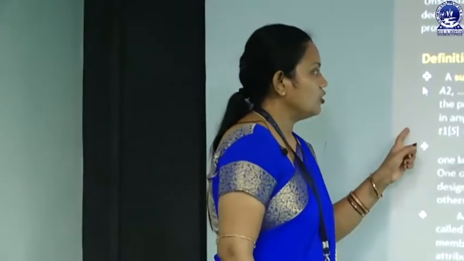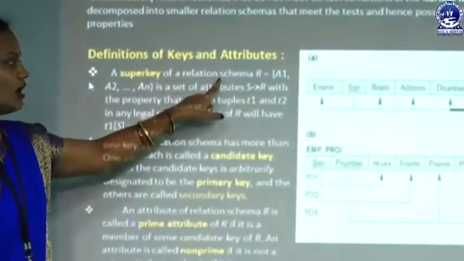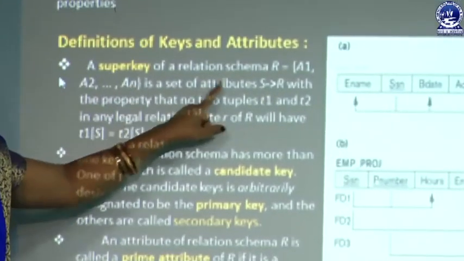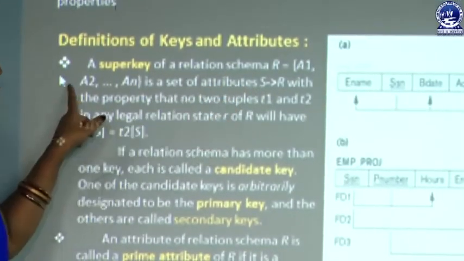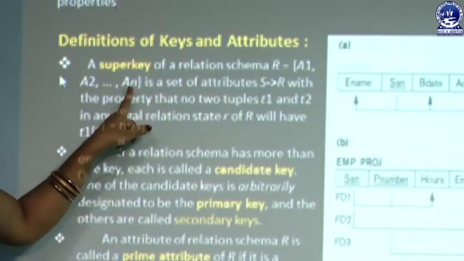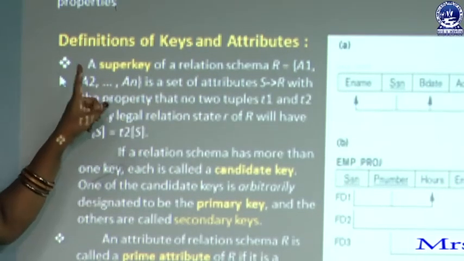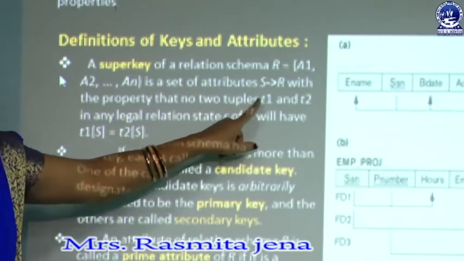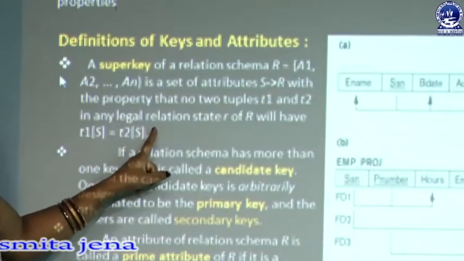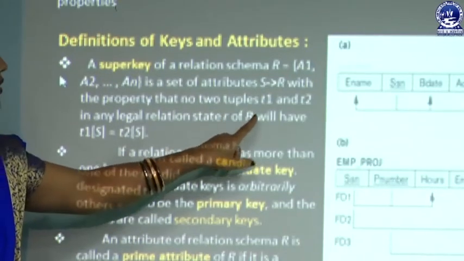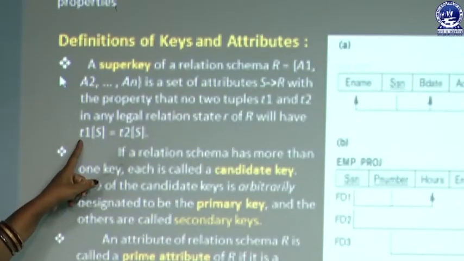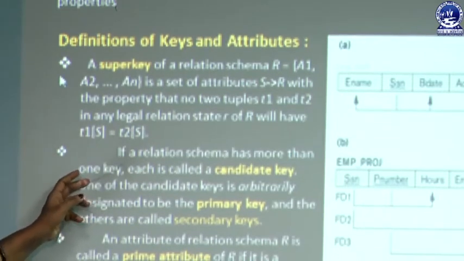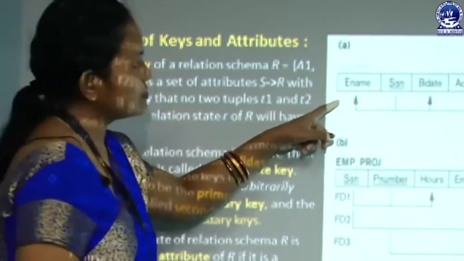See the definition. Super key of a relation schema R, suppose having attributes A1, A2, An, is a set of attributes. That means by combining A1, A2, An we can form a super key, and the super key has a property, that is what? No two tuples T1 and T2 in any legal relation state of R will have T1[S] equal to T2[S]. Then we have to define what is candidate key. So come to this example.